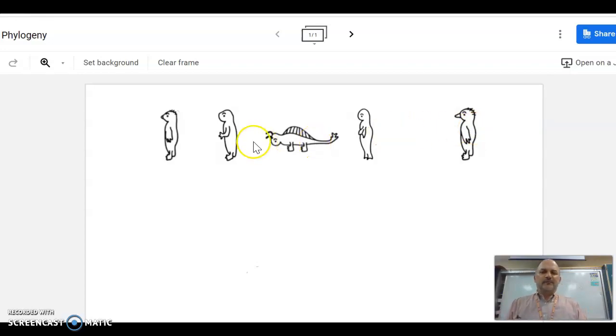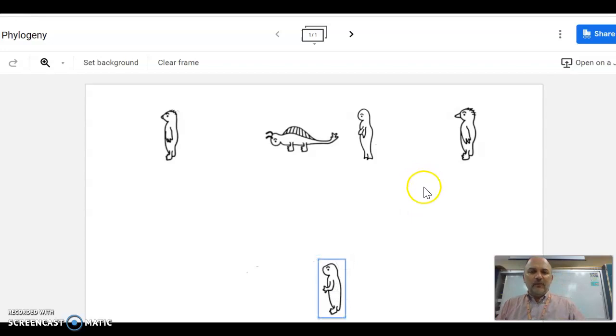Well, so the most primitive looking one seems to be this one, doesn't it? So we'll put this at the bottom. That would be the common ancestor. And along the way, we notice that some of these have wings and some of them don't.